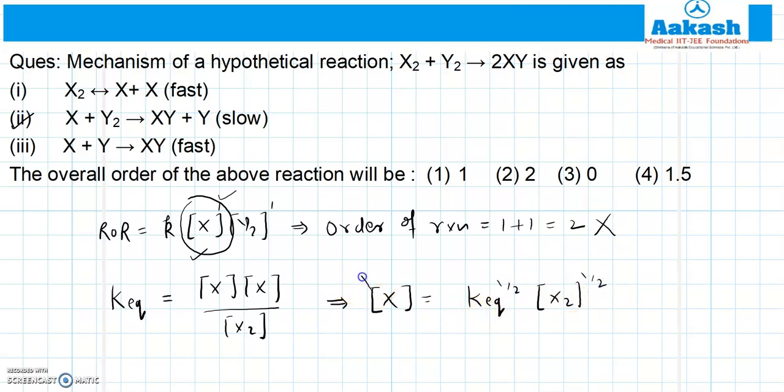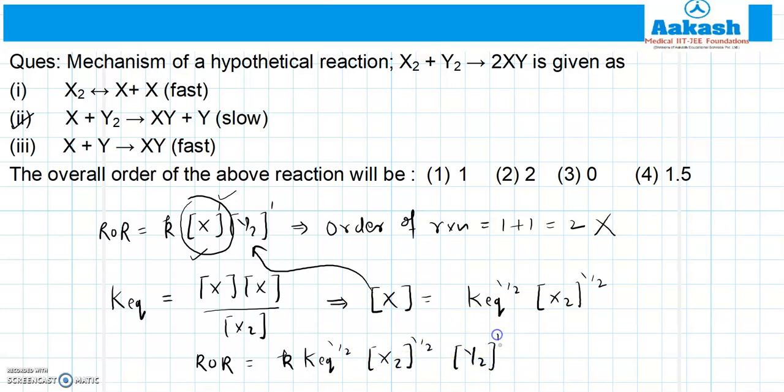And if we substitute this X in the expression of rate of reaction, it converts into the form: rate of reaction is equal to K, equilibrium constant raised to the power 1/2, [X2] raised to the power 1/2, [Y2] to the power 1. Now we can give the order of reaction as 1 plus 1/2. This comes out to be 3/2, or you can say 1.5, and that is as per option number 4.